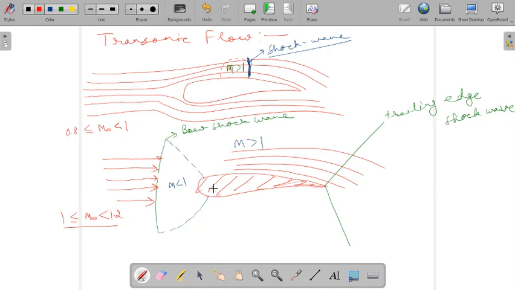In this particular pocket the Mach number will be less than 1, and after the flow has gone beyond this pocket, the Mach number will once again become greater than 1, and finally we will experience one more sudden transition in the properties, one more discontinuity. That is actually called the trailing edge shock wave. So this type of flow situation is called a transonic flow situation. Fine.